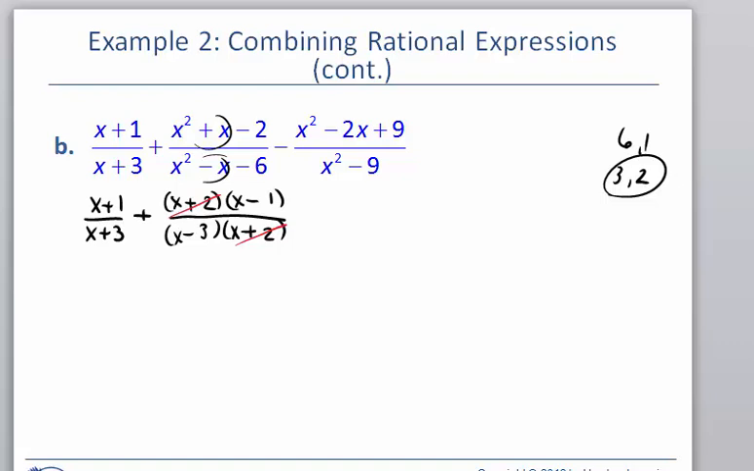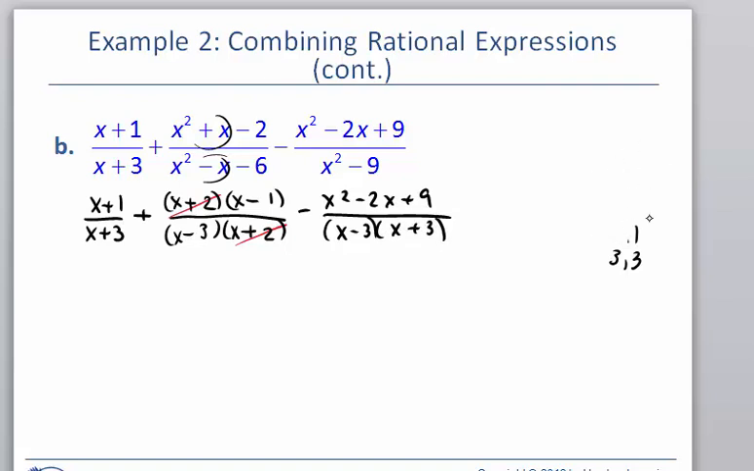The last one, x squared minus 2x plus 9, that's not going to factor. There's no way to combine two factors of 9 and make 2, right? The only way we can make 9 are 3 and 3 and 9 and 1, and none of that combines to make 2. So I am just going to leave that one as is, x squared minus 2x plus 9. But the denominator does factor into the difference of two squares, so x minus 3 times x plus 3.